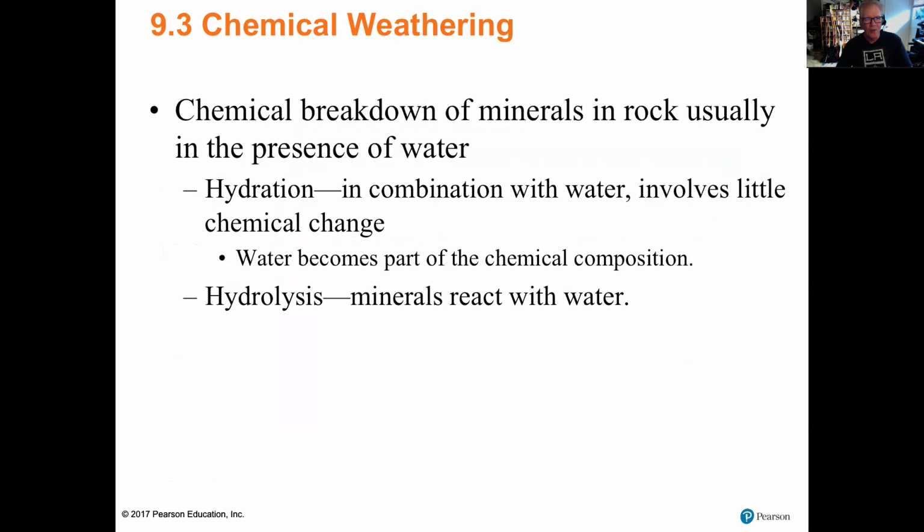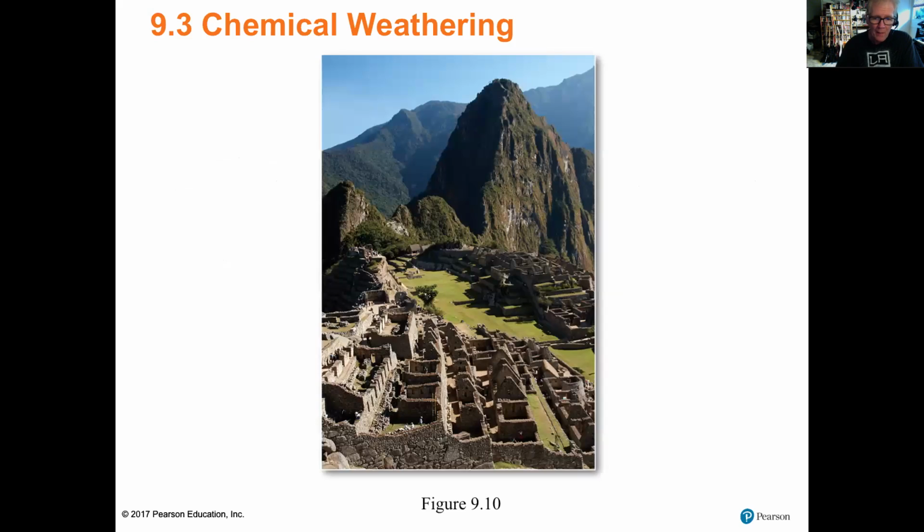One of the most common ways is what's called hydration, where the minerals in the rock break down because of the presence of water. There's very little chemical change, but it's just the fact that water is there. It becomes part of the chemical composition. Okay, here's an example in Machu Picchu in the Andes Mountains, but this is an example of hydration.